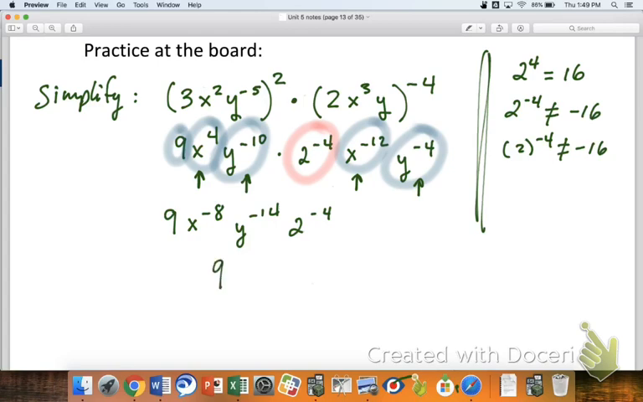The x has a negative exponent, so it goes. The y, stay with me, guys, finish. Focus. The y has a negative exponent, so it flips. And the 2 has a negative exponent, so it also flips. Now, 2 to the 4th is 16, and that's where you get 9 over 16, x to the 8, y to the 14. So I made it a lot harder than it used to be.